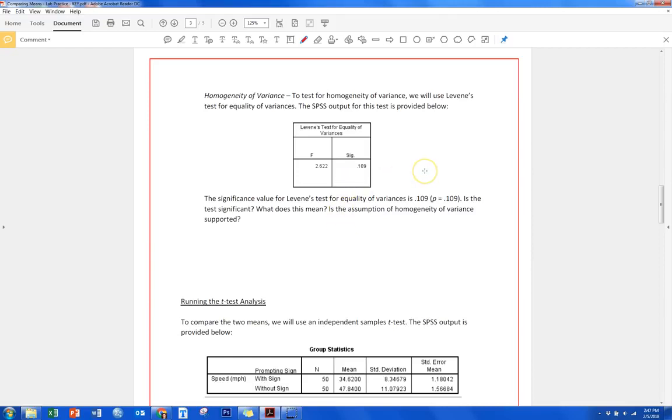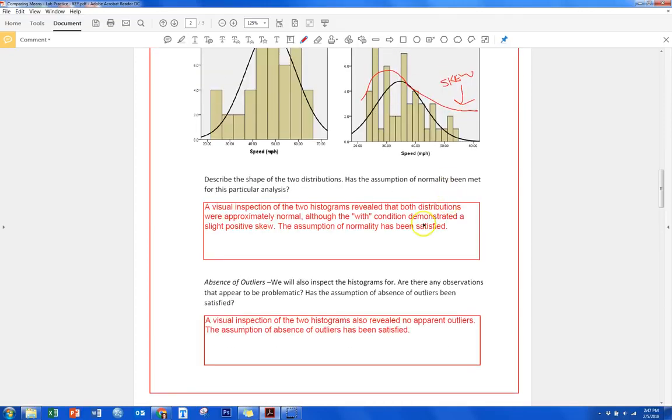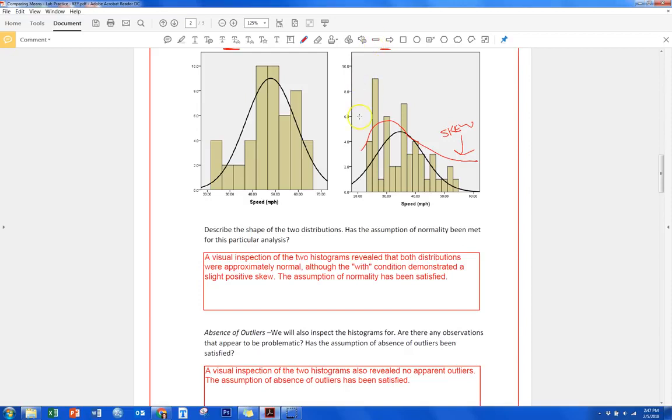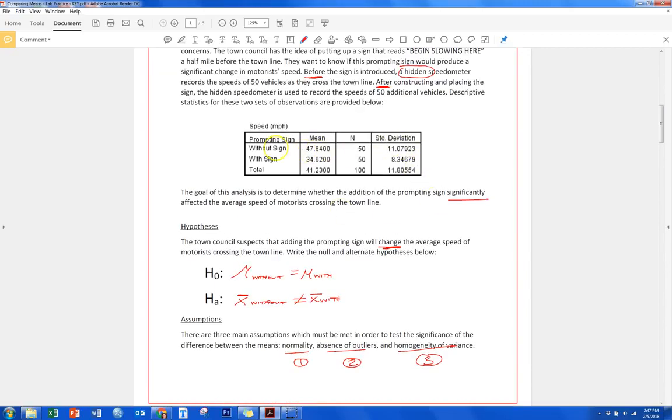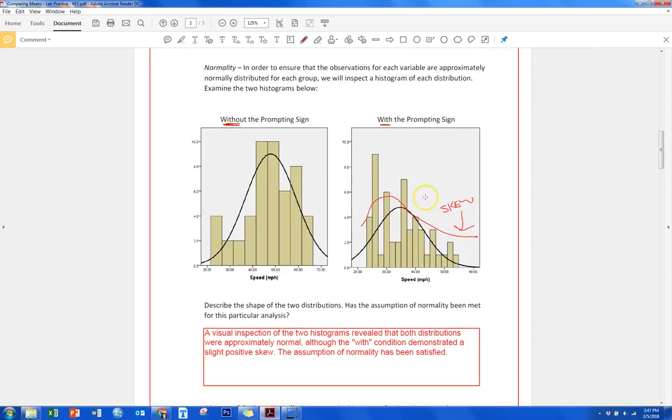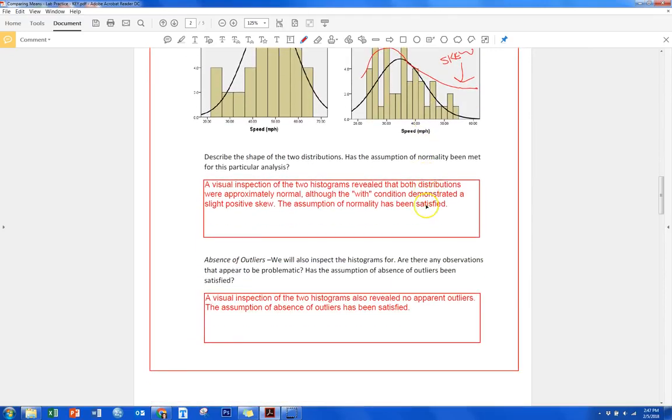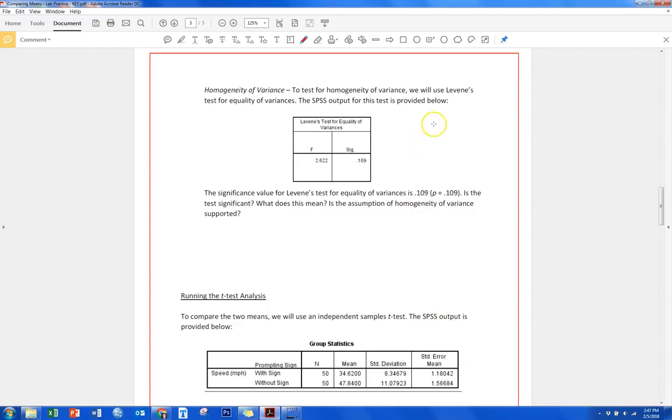Homogeneity of variance. Homogeneity of variance means that the variability in the two groups is statistically the same, so how spread out the observations are. We know that there's more variability in the without group, right? There's a standard deviation of 11 versus the with group, a standard deviation of 8. But is there a statistically significant difference between these two? If there is, we have to correct for that. The way we check for that is using Levene's test for equality of variances.